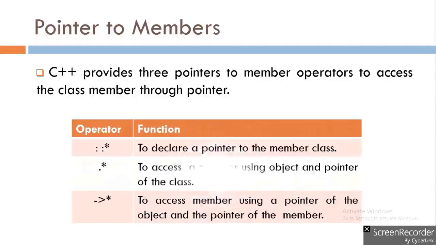Let's see. The first one is the scope resolution operator with asterisk symbol. It is used to declare a pointer to the member of a class. The second one is the dot operator with asterisk symbol. It is used to access a member using an object and a pointer to the member. And the third one is the arrow operator with asterisk symbol. It is used to access a member using a pointer to the object and the pointer to the member. Now we will see each of them one by one in detail.